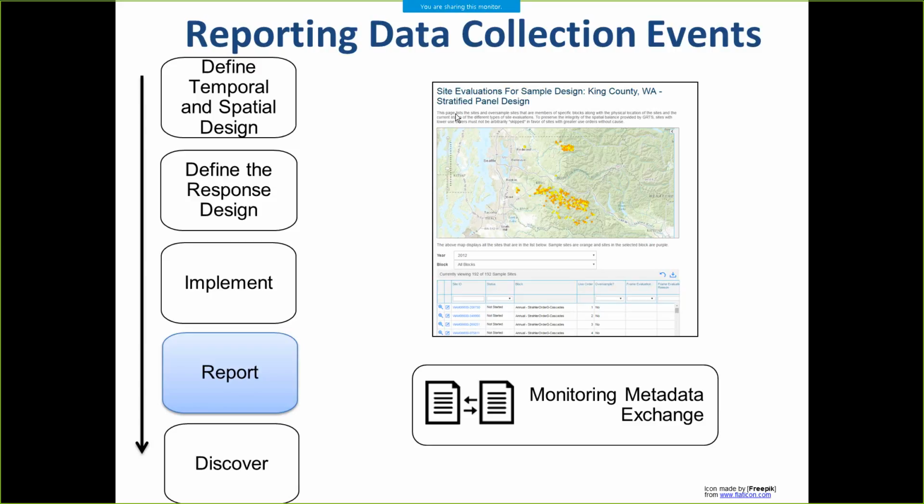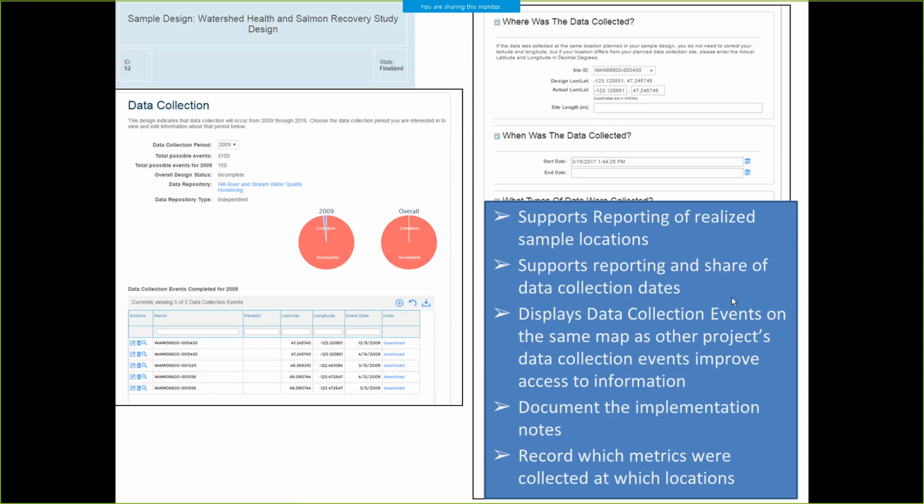And then in addition to implementing, we have built some tools to help support reporting of data collection events. Meaning that you have gone and defined your spatial and temporal designs, where you're sampling, why you're sampling. You've defined your response design, gone out and implemented, and then you can come back to Monitoring Resources and document, okay, I've sampled here, and this is the date, and this is the list of the data I've collected. And by doing that, this reporting for realized sample locations, you might have planned to go to 20 places, but maybe only made it to 15.